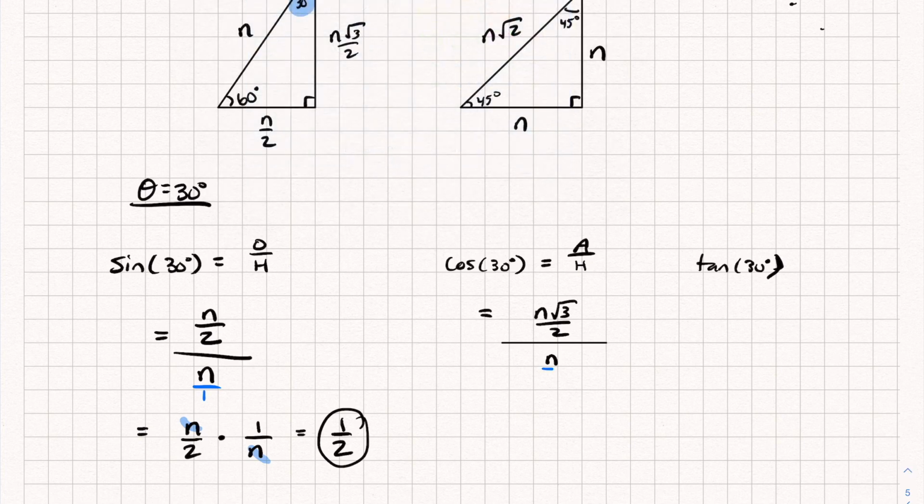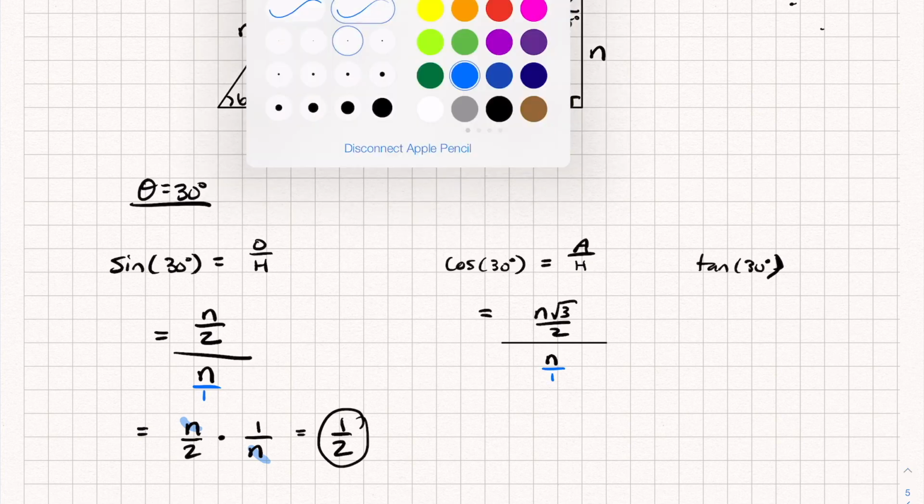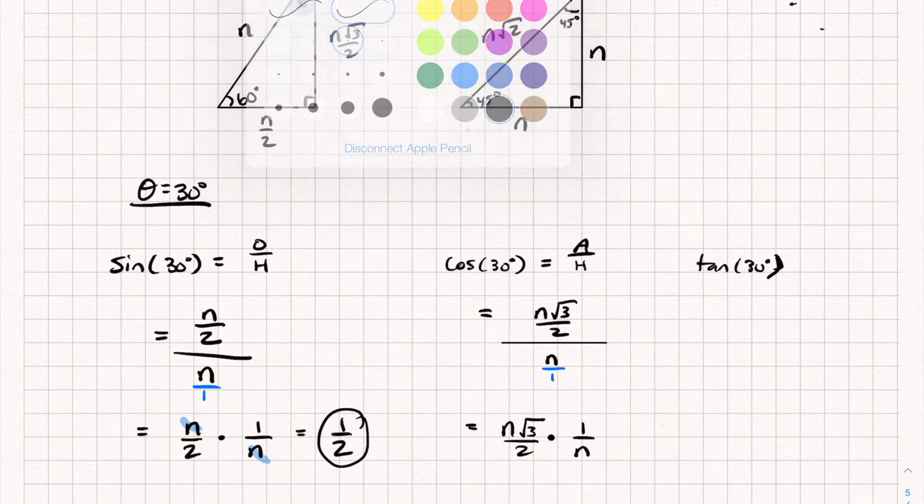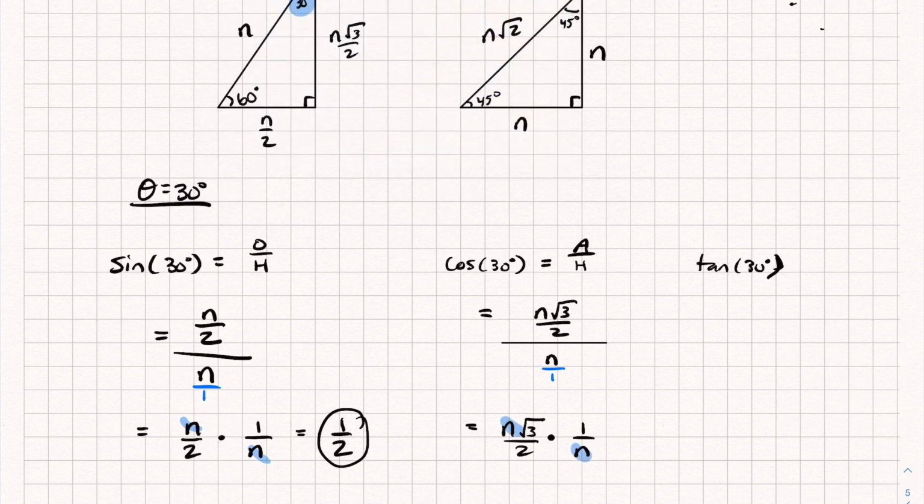And then I'm going to rewrite it. Keep, change, flip. Again, notice the n's are going to cancel. My answer is root 3 over 2 for cosine. Tangent, very, very similar. Opposite over adjacent. Opposite is n over 2. I'm dividing this by n root 3 over 2.